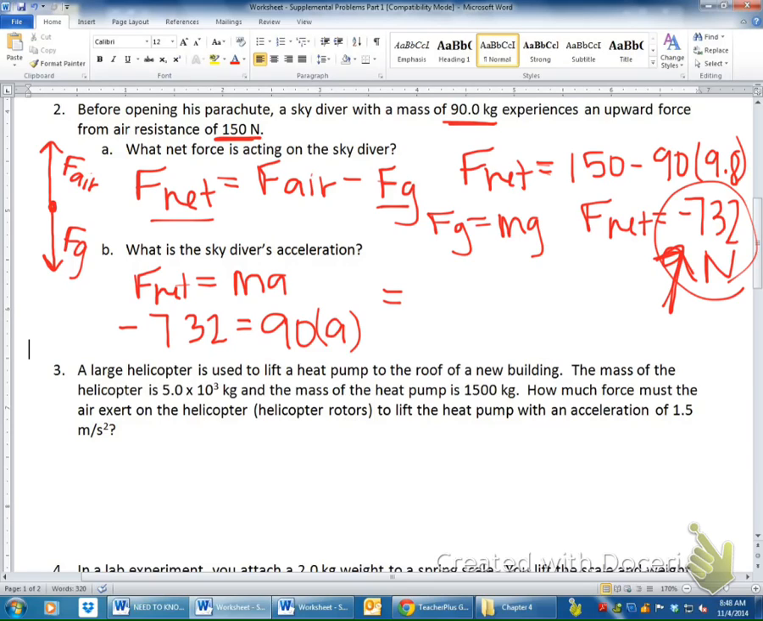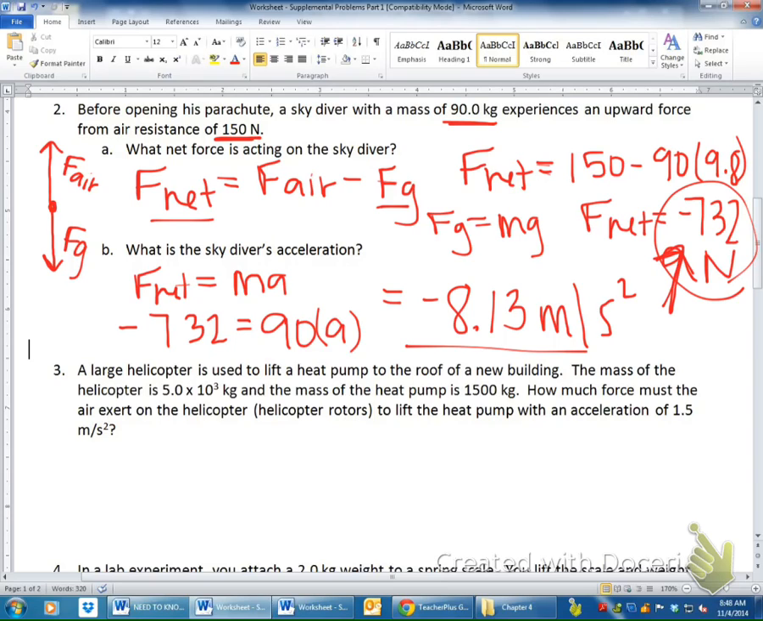Courtney, what did you get? Negative 8.13. Very good. And what are our acceleration units? Meters per second squared. Okay, does this number make sense? Does it make sense that it's negative? Why is it negative? They're falling downward. Okay, does it make sense that they're not accelerating as fast as gravity? Does that part make sense? Why? Because there's air resistance pushing up on them.